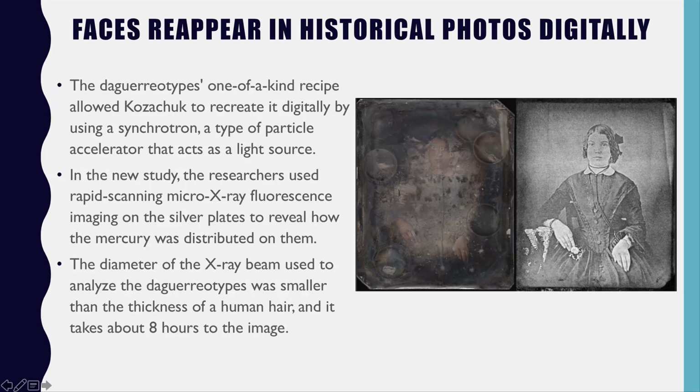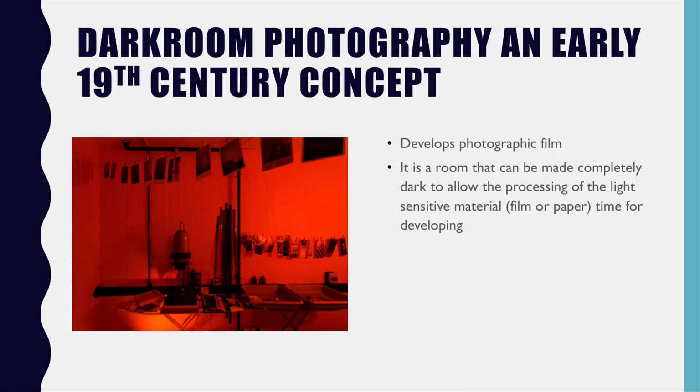Here's a daguerreotype on the left. That's what it would look like. It's metal. With technology today, there could be an X-ray scan that can detect the mercury elements on it and actually print out an image of that photograph. So it's really impressive what we're able to do. But it's an 8-hour long drill.